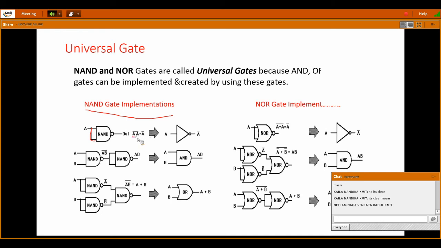You may get a doubt here: how does A dot A whole bar become A bar? I will show that in the Boolean expressions, formulas and laws. Better I'll explain this after explaining the Boolean functions. So first we will see the Boolean functions and laws, and then we will come back to this slide.